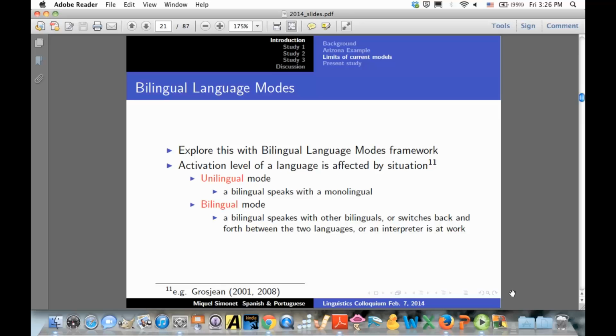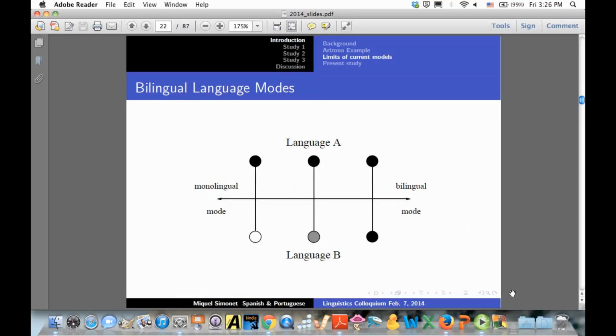And the bilingual mode would be the opposite case, when a bilingual is speaking with a group of bilinguals, and so the two languages might be highly active, and they might be even code switching, or there's an interpreter who is working, and so obviously the two languages are highly active at the same time. So this would have an effect on language activation. Our question would be, would this impact phonetic behavior?